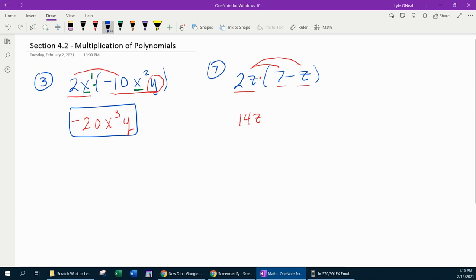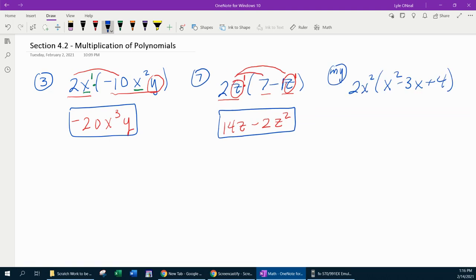Okay, step number 1, you need to multiply the coefficients. 2 times negative 1 is negative 2. And then if the letters are the same, add their powers. Z to the 1 times z to the 1 makes z squared. And that is done. That is a monomial times a binomial. And the next example, the textbook did not have what I wanted to do next, so I had to make it up. This is my problem.